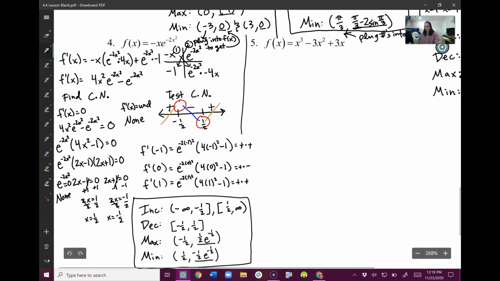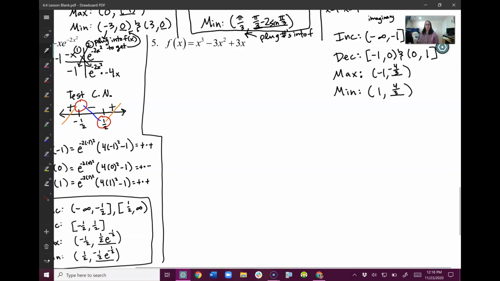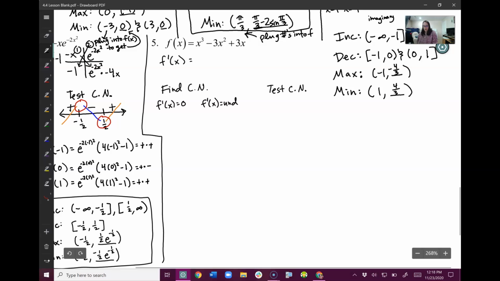Okay, one more. This is a polynomial. So I want you to try this one out on your own. Find f prime. Find your critical numbers by finding where f prime equals 0 or undefined. There we go. And then test your critical numbers on your sign line. And write your intervals of increasing and decreasing. Pause the video, try it out on your own.